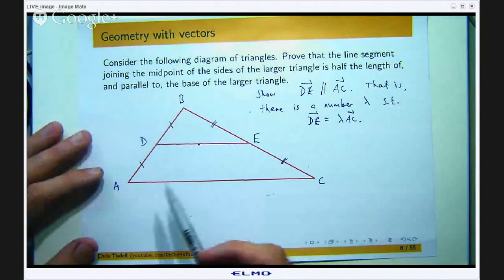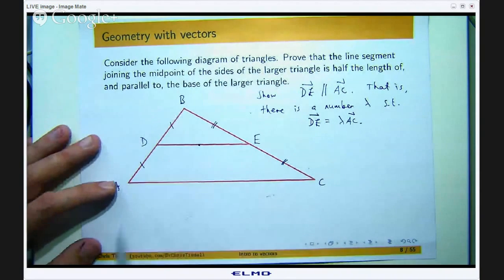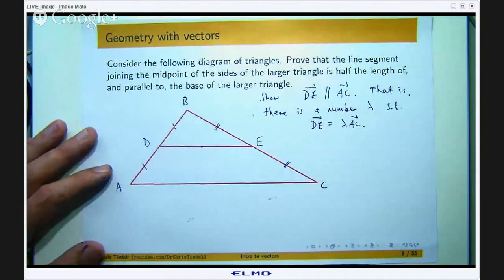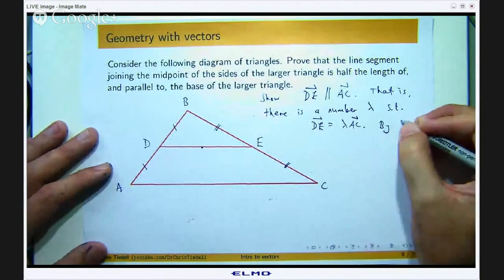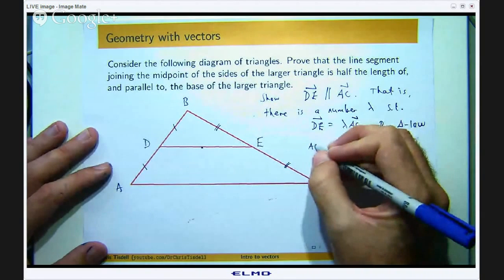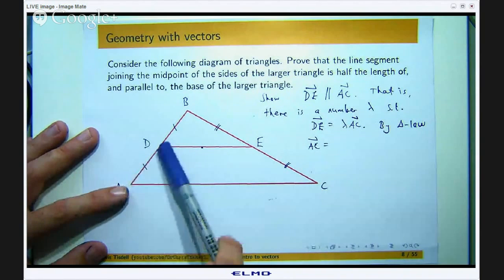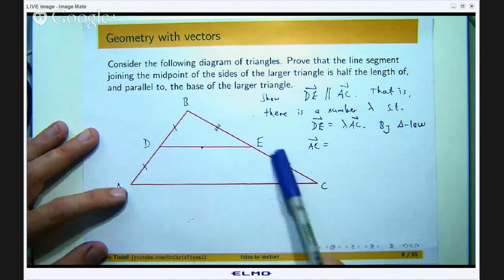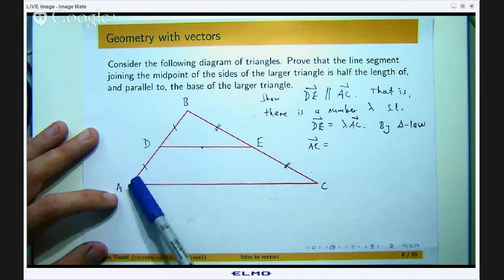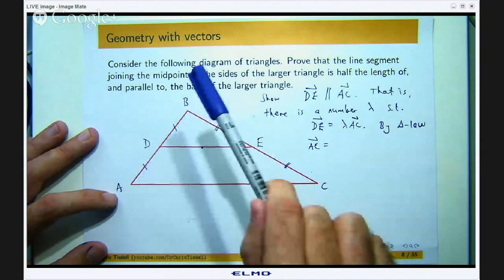Okay, so what I'm going to do now is try to describe AC in terms of all the other vectors associated with the triangles here. I'm just going to use the triangle law of addition. So by the triangle law, vector AC is just vector AB plus vector BC. That's just the triangle law. This is this plus this: the vector AB plus the vector BC.